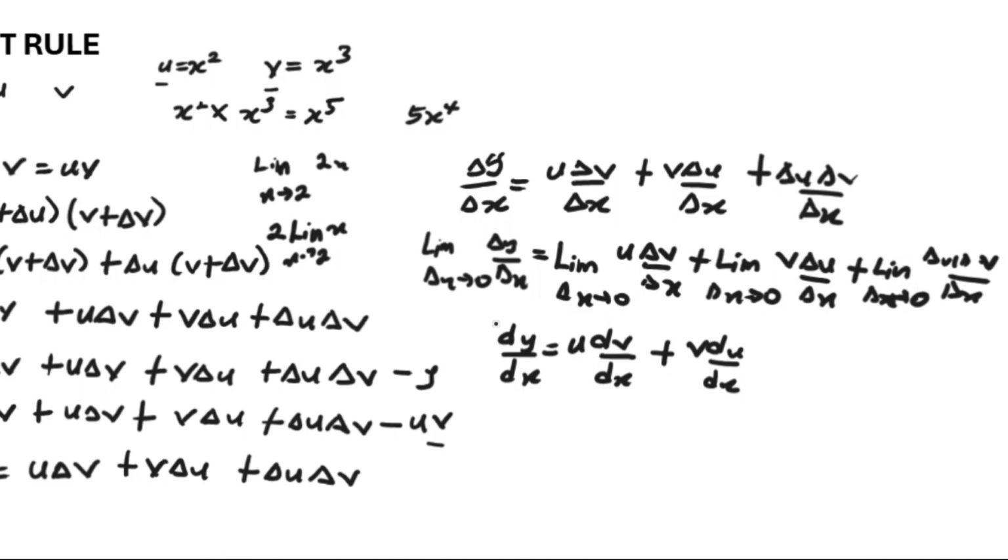So this formula, dy dx is equal to u dv dx plus v du dx, is what you refer to as your product rule. So the theoretical definition is first times derivative of second plus second times derivative of first. And that gives you the theoretical definition for product rule. So now let's solve a question to expatiate more and you see how the application works.